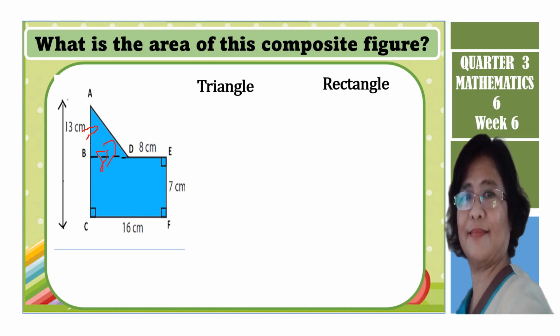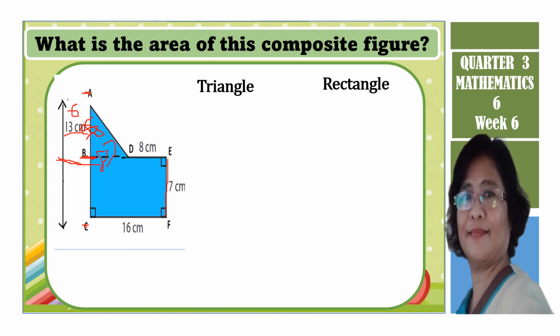From this side, from point A to point C, the given is 13, but we only need up to here. So since this is 13 and this side also is 7, if we're going to cut here, we're going to subtract 13 minus 7. 13 minus 7 is 6, so our height will be 6. This will be 6 cm.